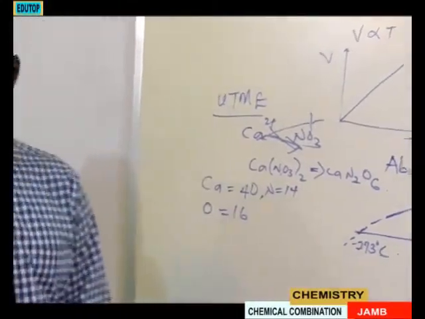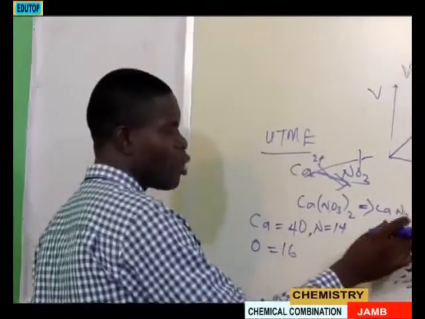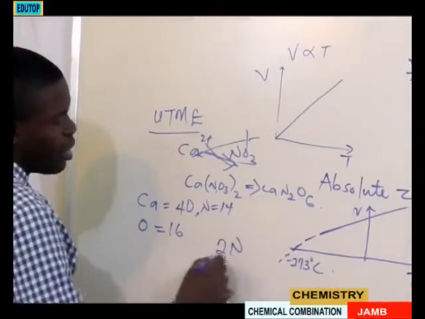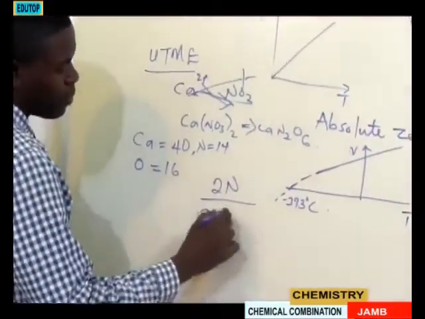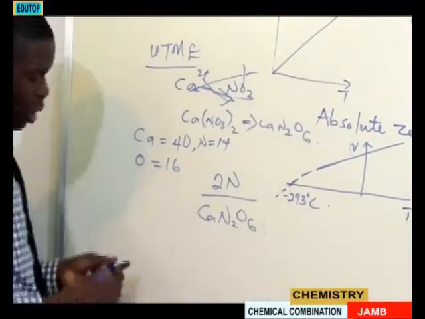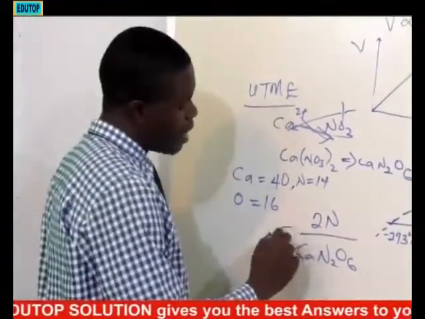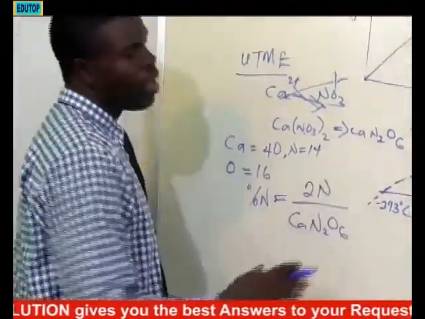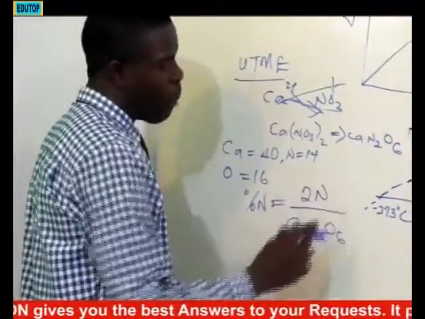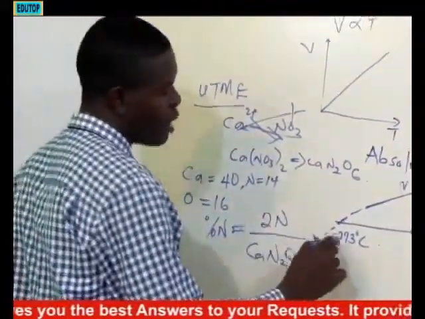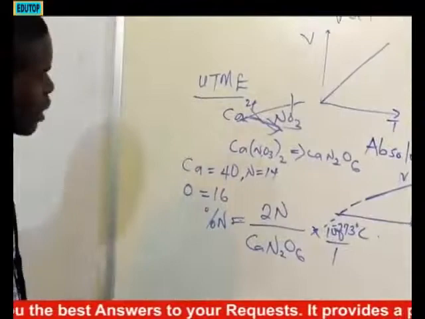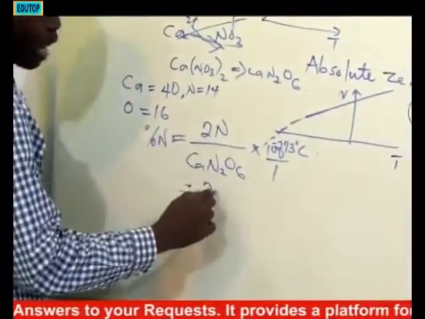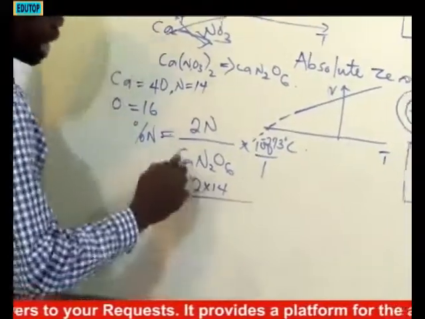Now, the question asks us to calculate the percentage by mass of nitrogen. How many nitrogen atoms do we have in this system? We have 2 atoms of nitrogen, so 2N into the whole compound. How do you calculate percentage by mass of an element? It is that element over the compound incorporating that element, times 100 over 1. Nitrogen is 14, so you have 2 times 14, over calcium, which is 40.